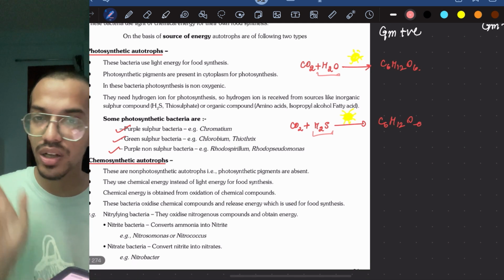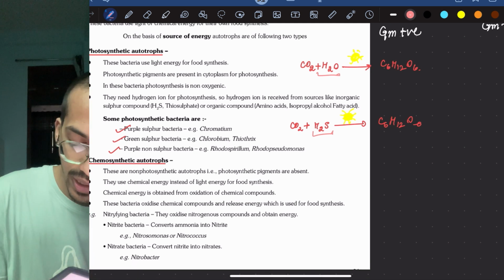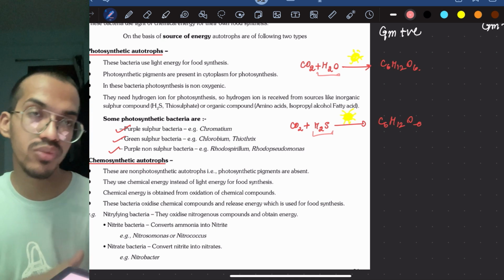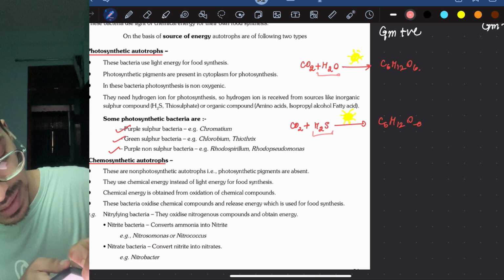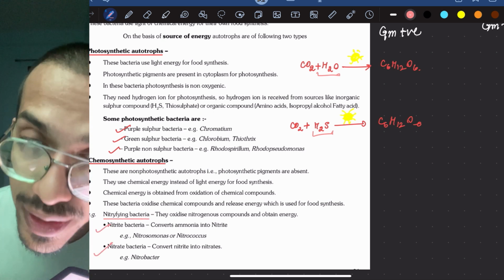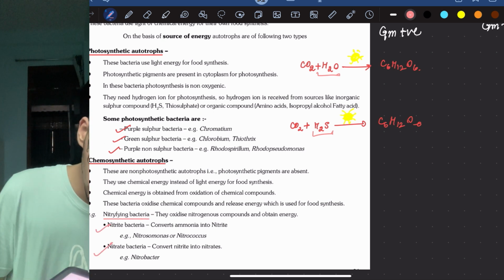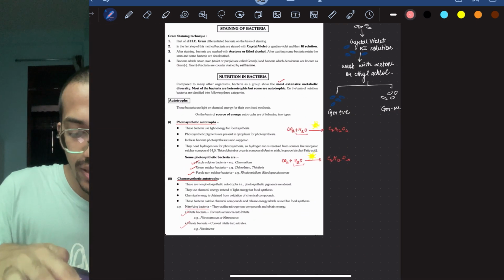Chemosynthetic means they are using nitrogen compounds to obtain energy. There are nitrifying bacteria which oxidize nitrogenous compounds to form energy. Nitrifying bacteria are the example of it. These examples are given to you, which you have to remember: Nitrobacter, Nitrosomonas, and Nitrococcus.